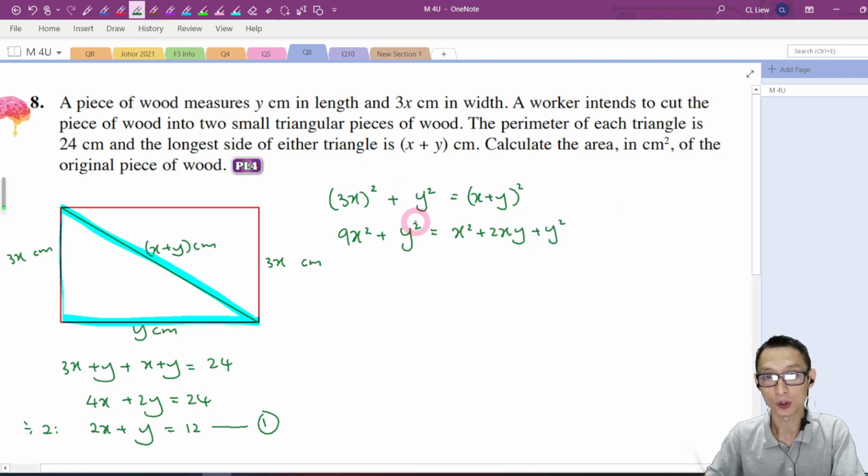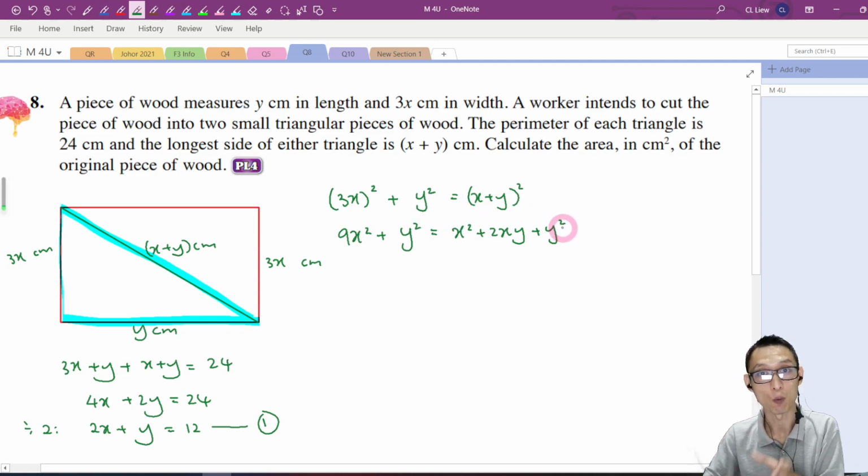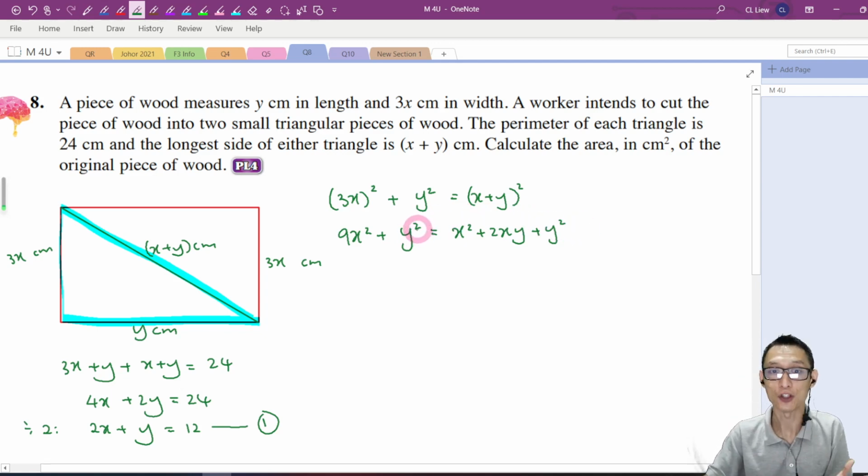Okay, so I noticed that both sides also have y², means that if the y² moves over here, it will become y² minus y². Eventually, these two y² will disappear. You know what I mean? Okay, let me show it here.